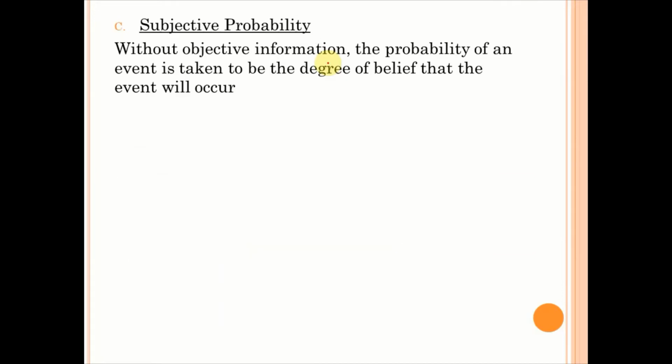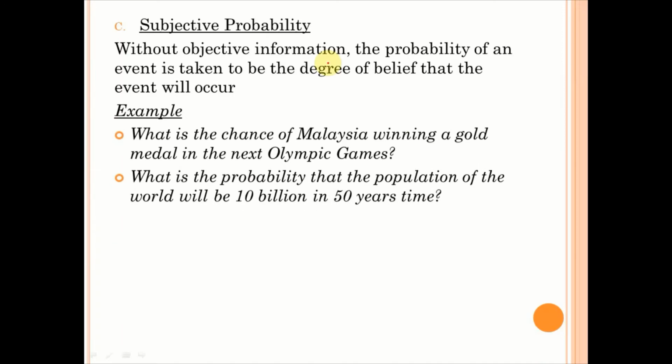Next is subjective probability. This one you will not encounter. It's just like something that is believed, not by mathematical induction. Contohnya, what is the chance of Malaysia winning a gold medal in the Olympic Games? Macam mana nak kira? I don't know. What is probability the population of the world will be 10 billion in 50 years time? So macam like we cannot. Dia subjektif lah. Dia tak kira like based on data. Okay, tak apa. Okay, next.